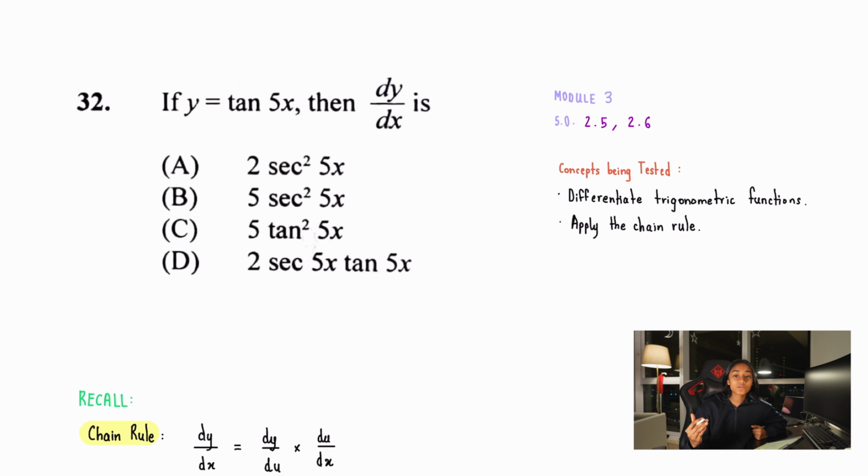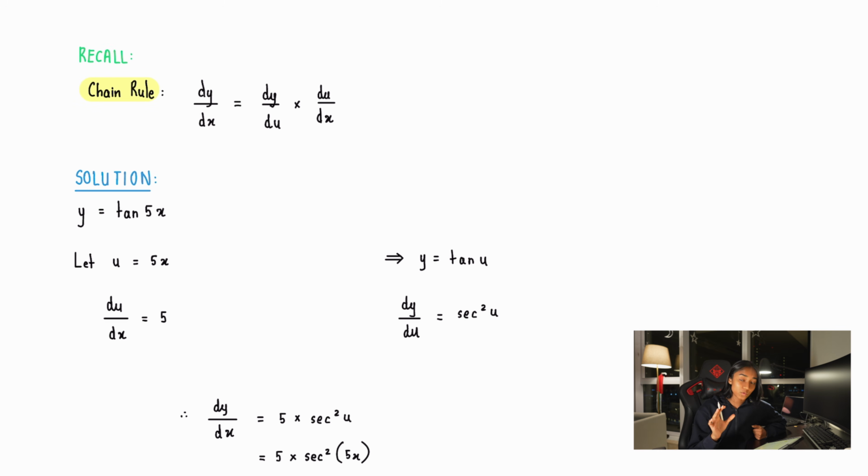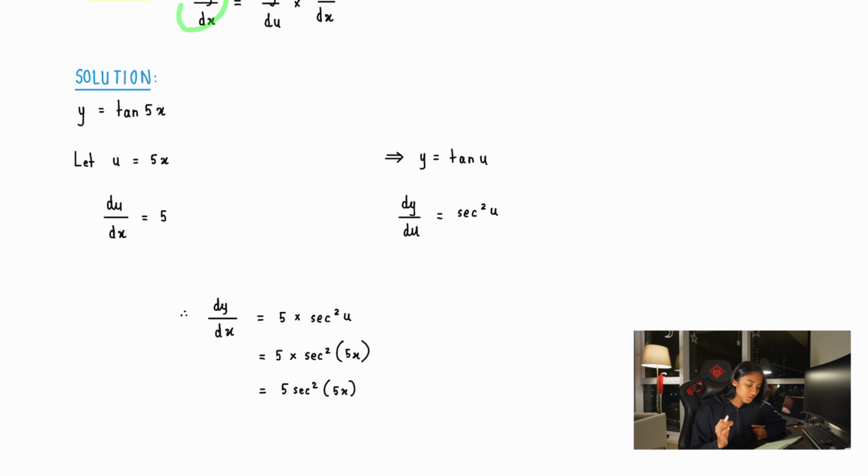Question 32 is also differentiation. However, it involves trigonometric functions and the chain rule. So if y is equal to tan 5x, then dy dx is what? So we know that the chain rule is dy dx is equal to dy du multiplied by du dx. And this is because we could just cross off the du's, right? So it's equal to the same thing. We know that y is equal to tan 5x. That's what we were given.